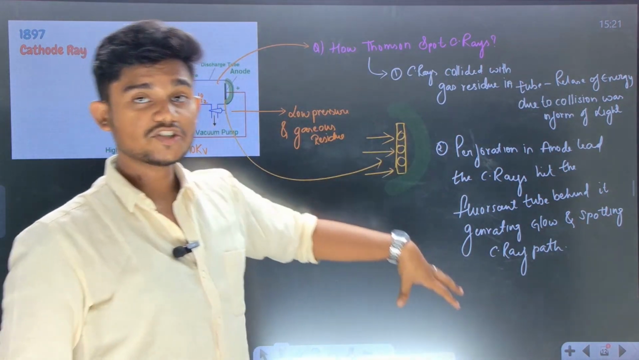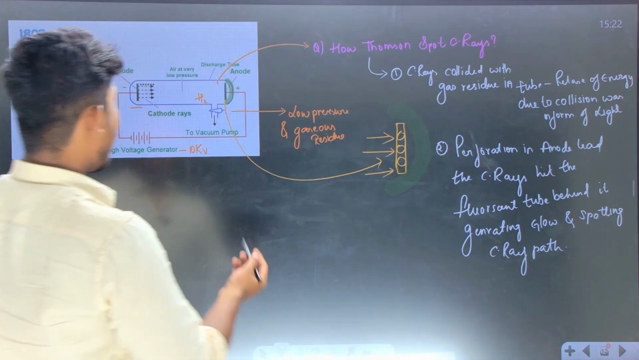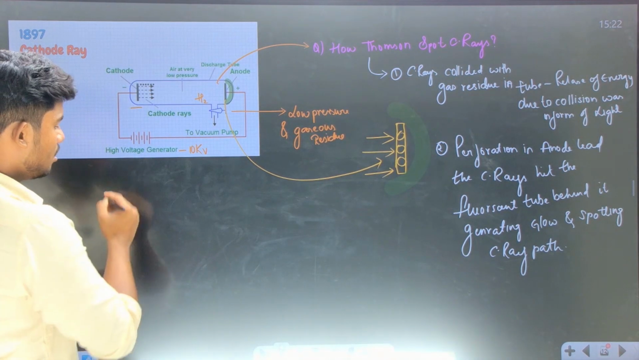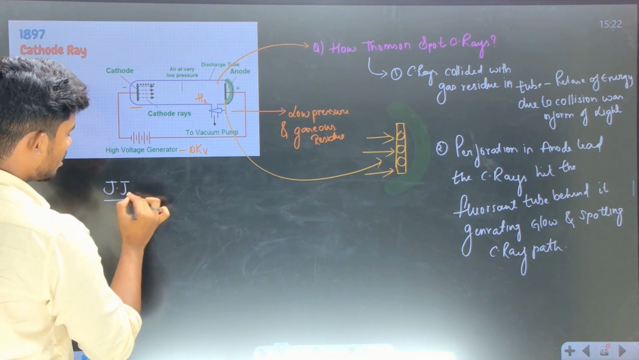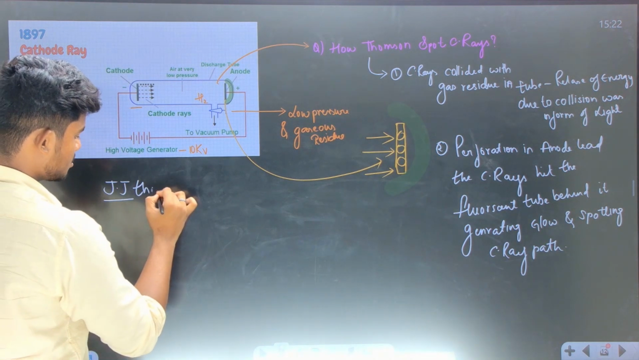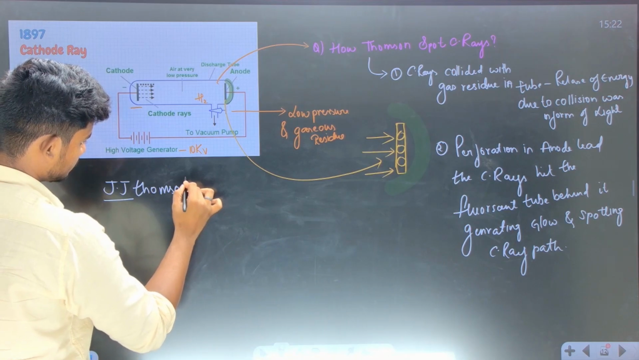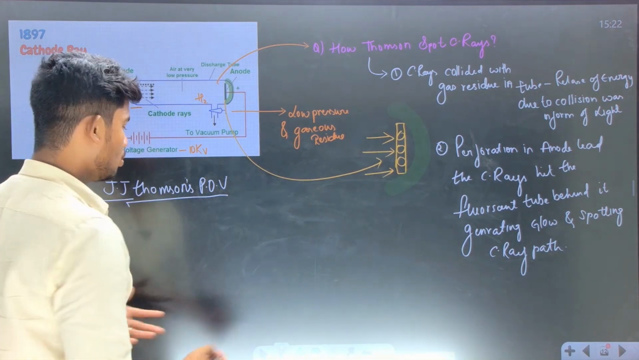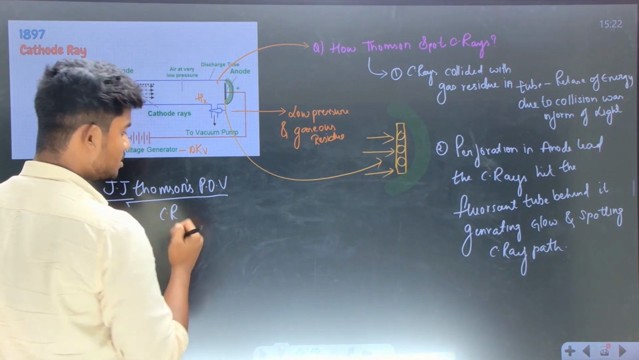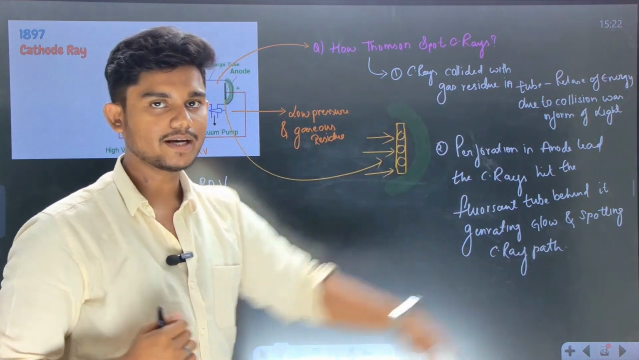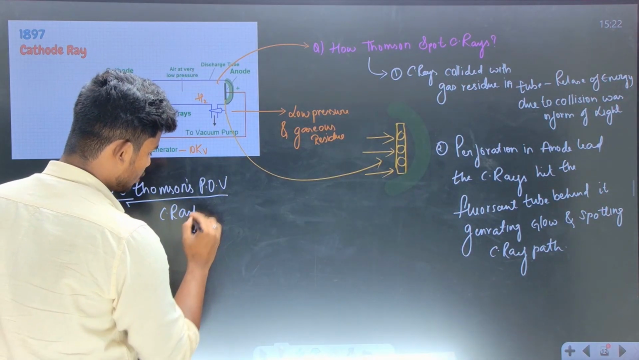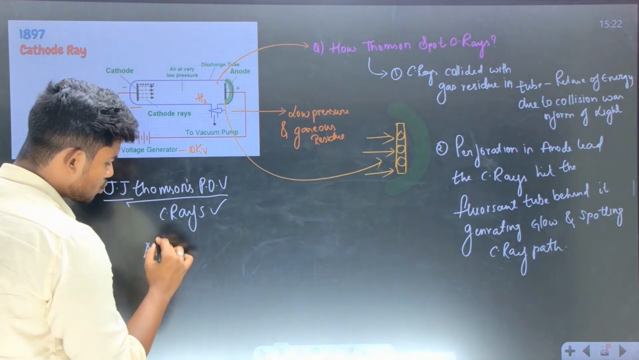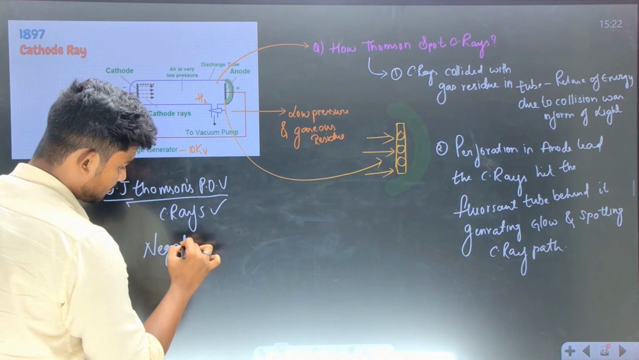So these were the two major assumptions in the cathode ray experiment, and by the time this experiment was successfully ended, J.J. Thomson had come up with two major conclusions. J.J. Thomson's point of view was that there were some rays emitted from the cathode end towards the anode end, so those rays are called cathode rays. And these rays are made up of some particles, and he named those particles negatrons.